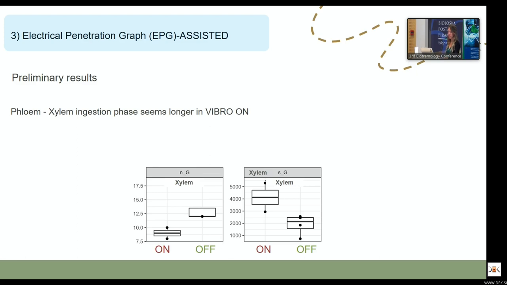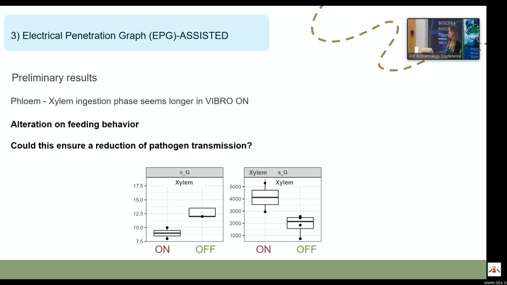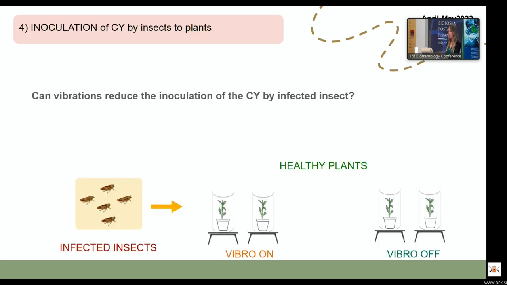So as preliminary results, we found out that the insects that actually fed in phloem had a xylem ingestion phase that seemed to be longer. But even finding alterations on feeding behavior, we wonder if this could really ensure the reduction of pathogen transmission. Because sometimes we have differences in behaviors, but it doesn't mean that your final goal is actually achieved. So in this sense, after finding the alteration of feeding behavior, we first tested if the vibrations could reduce the inoculation of the CY phytoplasma by infected insects.